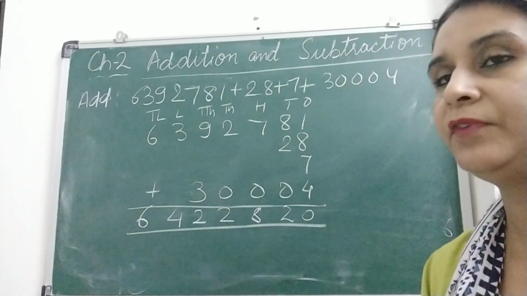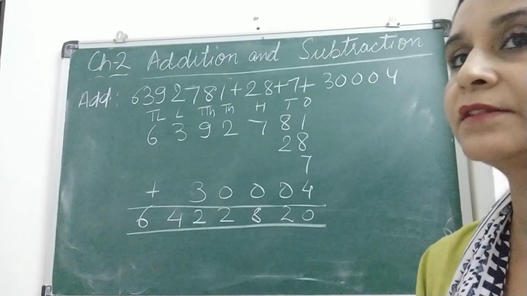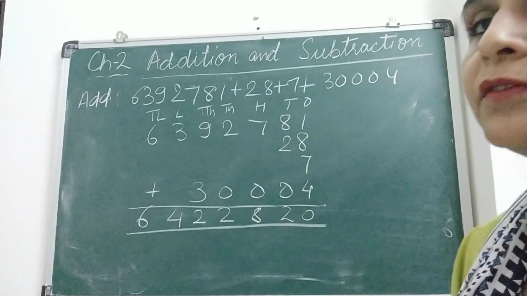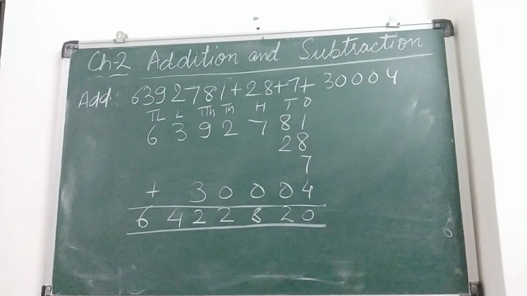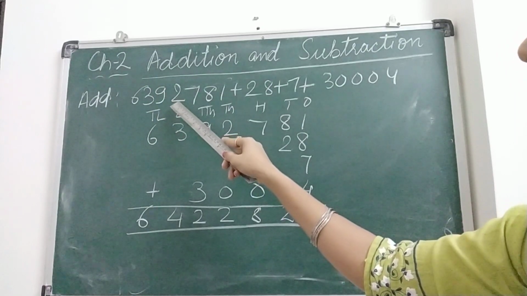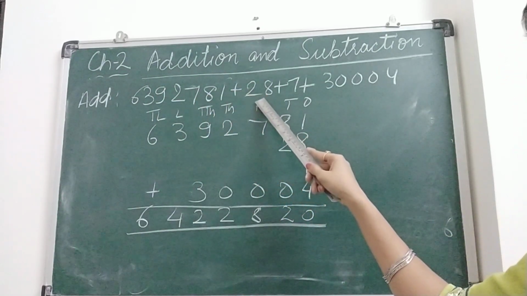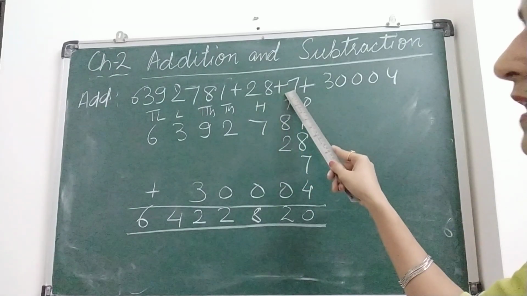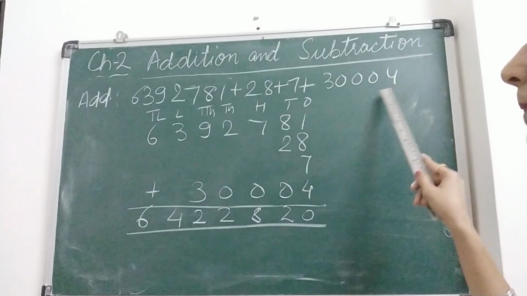Children, you can see another sum on the board. This time we are having this question in which different places, different numbers are written. So we start with it. First number is 63 lakh 92,781 plus 28 plus single digit 7 plus 30,004.